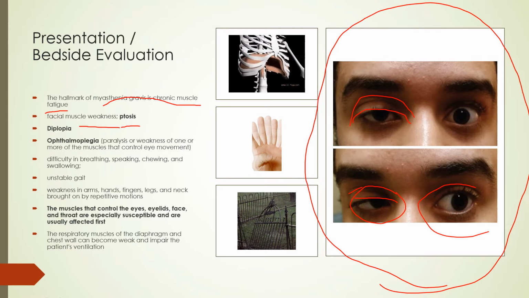Diplopia is this guy here. Do you see this? It's that double vision, where you hold up fingers and ask, how many fingers do you see? And they say, I see a lot of them, I don't know. That's diplopia. So ptosis is the drooping, diplopia is the double vision. Obviously their vision might be affected big time with this as well. They might have weaknesses that control their eye movement, which is what we've seen on this eyeball picture. Difficulty breathing, speaking, chewing, and swallowing.